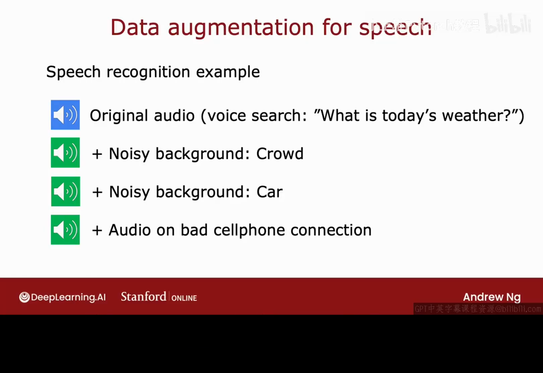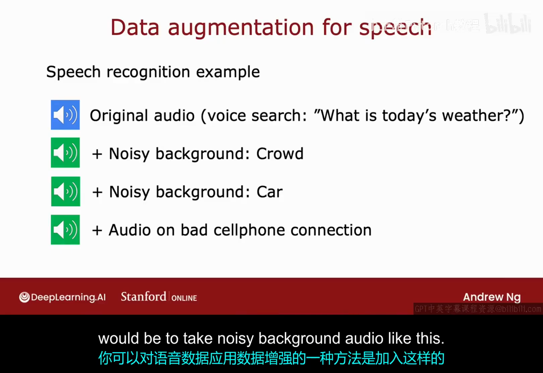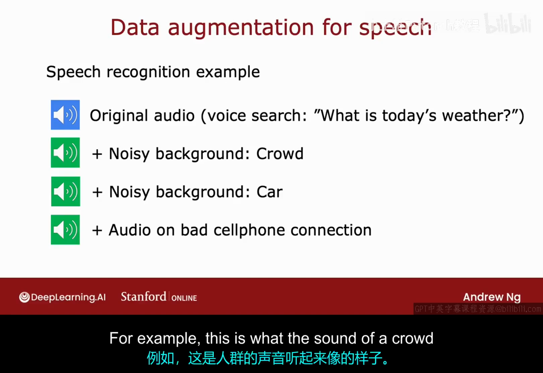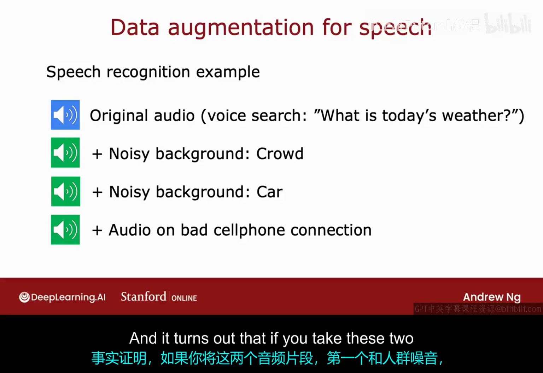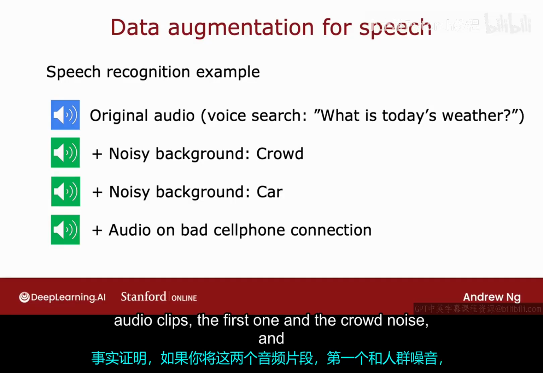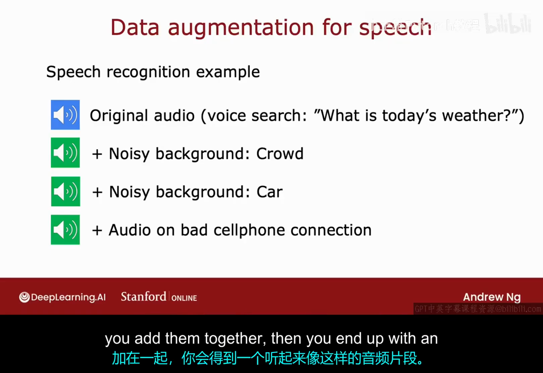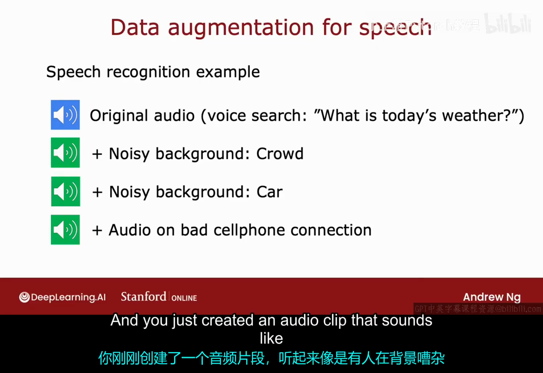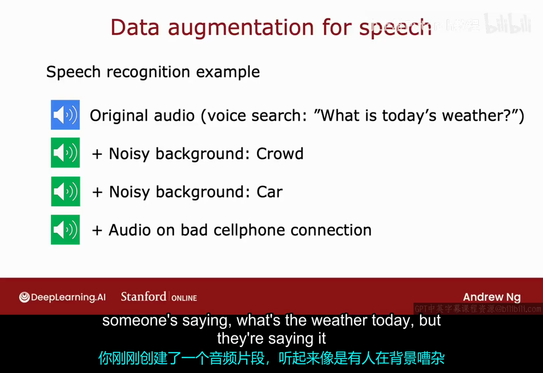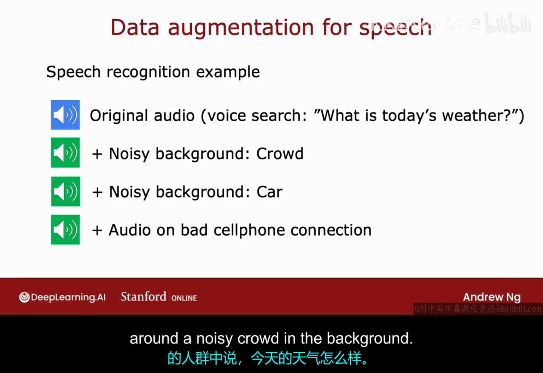What is today's weather? One way you can apply data augmentation to speech data would be to take noisy background audio like this. For example, this is what the sound of a crowd sounds like. And it turns out that if you take these two audio clips, the first one and the crowd noise, and you add them together, then you end up with an audio clip that sounds like this. What is today's weather? And you just created an audio clip that sounds like someone saying, what's the weather today? But they're saying it around a noisy crowd in the background.